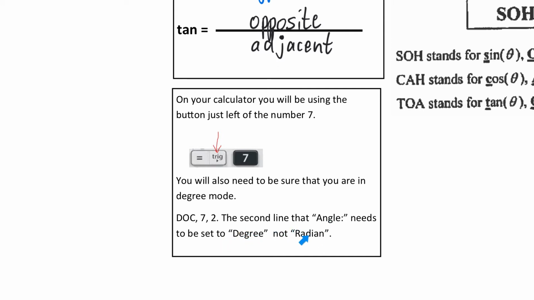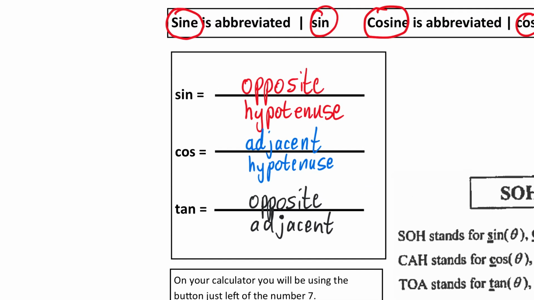If it's set to radian, you're going to get answers that are in radians, but they're not going to match up to anything we're talking about. So you've got to make sure you're in degree mode. Okay, now, going back to this.